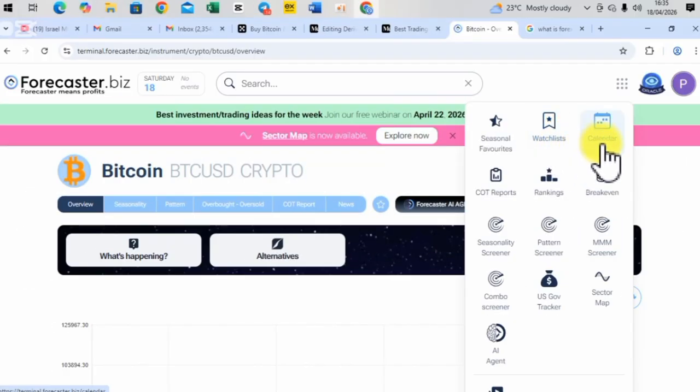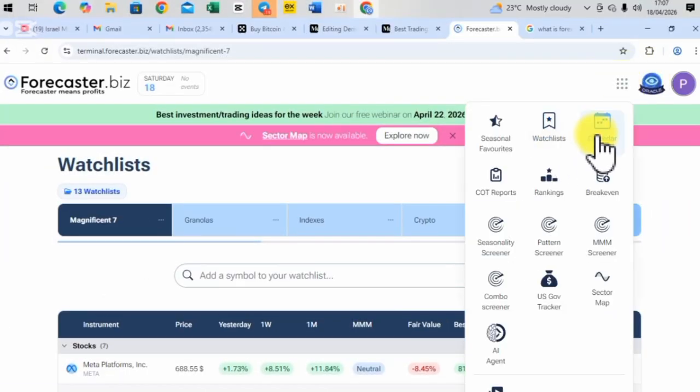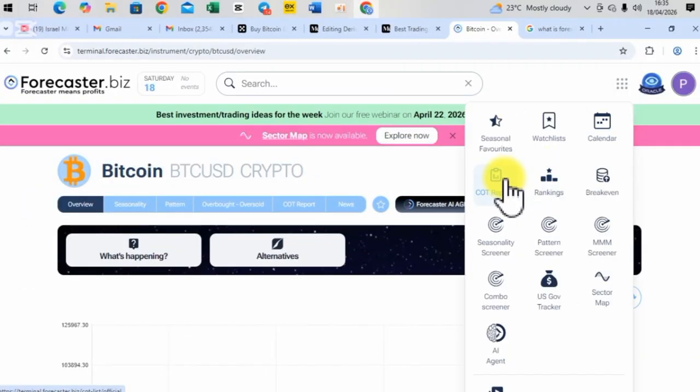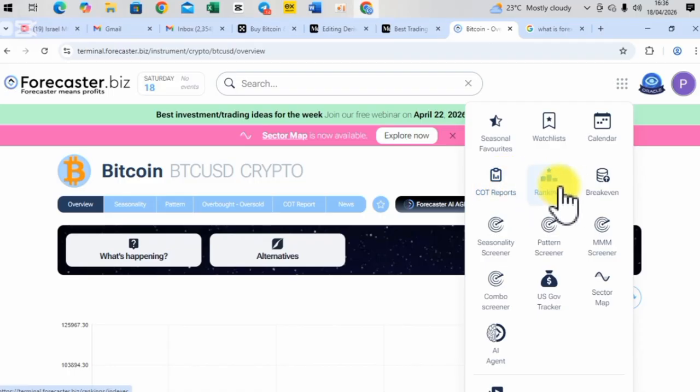Then when we go to the calendar, you get a schedule that combines both economic events with cyclical price windows, and here is a brief overview of how the calendar looks. Then when we go to COT reports, which means Commitment of Traders, you get the data to see if big banks or the big boys are net long or short, so that you can follow in their footsteps. When we go to rankings, this is a dynamic leaderboard that separates the strongest structural trends from the weakest.